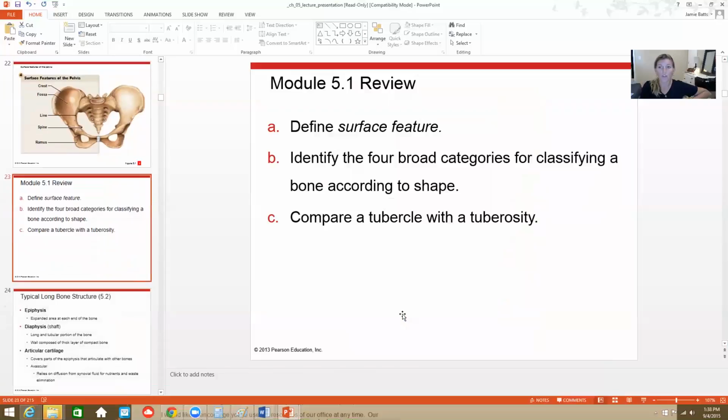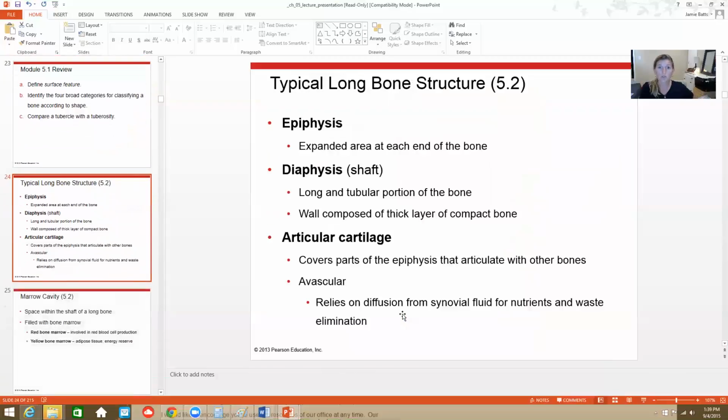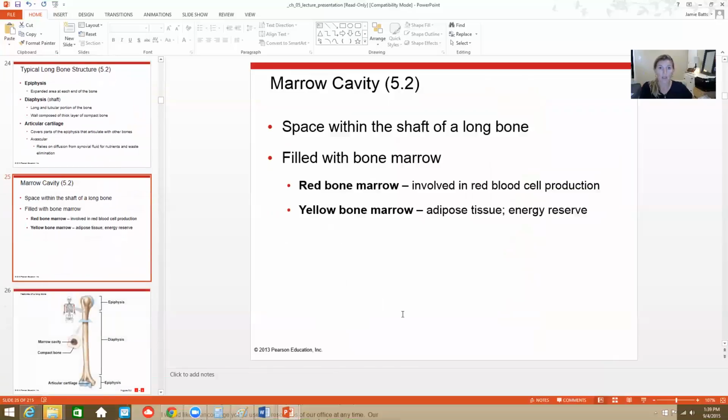So there's some review questions, and just like the last lecture, you can pause the video, answer the questions, or you can answer these questions when you're doing the reading guide. So a typical long bone has an epiphysis and a diaphysis, and then there's some articular cartilage in between, and that's sometimes called where our bones articulate together to form the joint. There's also a marrow cavity in the long bone.